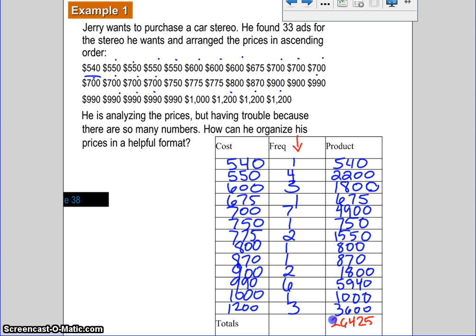Now let's go ahead and add up the frequency column. So I have 1 and 4 is 5, plus 3 is 8, plus 1 is 9, plus 7 is 16, plus 1 is 17, plus 2 is 19, plus 1 is 20, plus 1 is 21, 22, 23, 23 plus 6 is 29, plus 1 is 30, plus 3 is 33. Which is good because up here it said that he had 33 ads. So we now know that we have created a frequency distribution chart for all of these values.